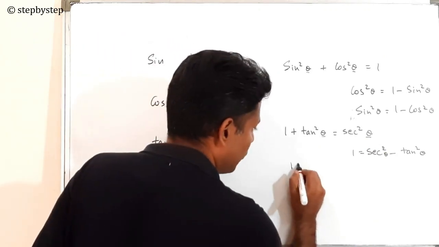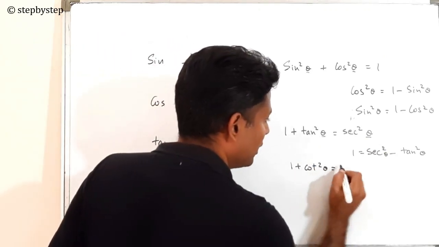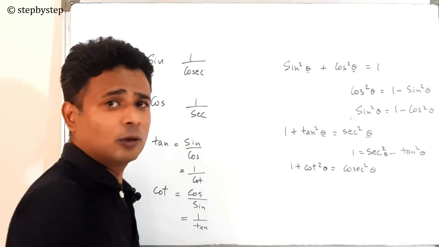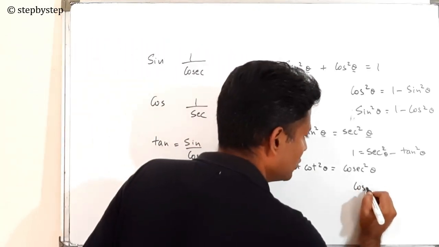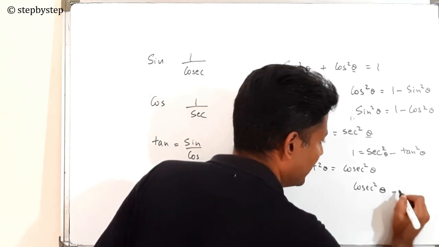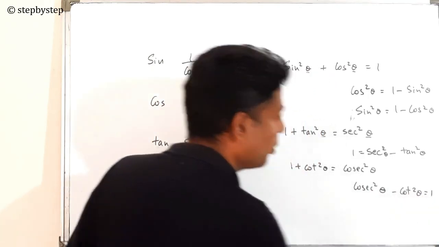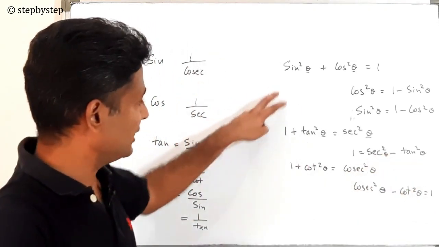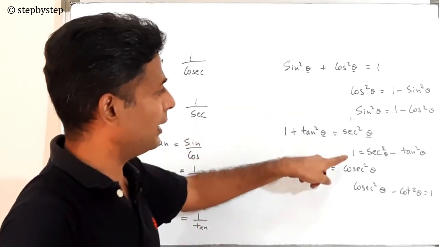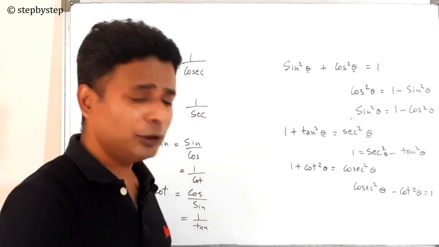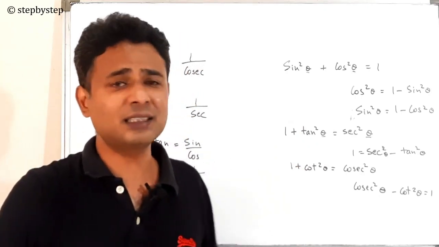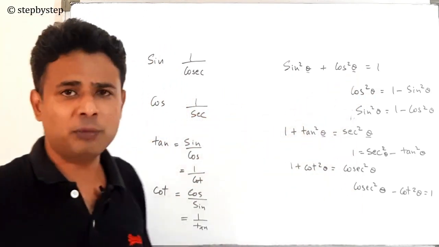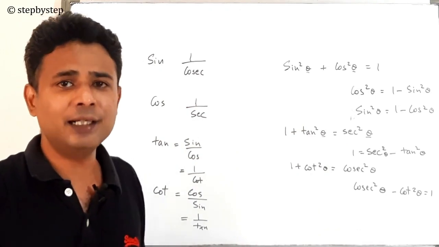And the last identity is 1 plus cot square theta equal to cosec square theta. So 1 plus cot square is cosec square theta, and it can also be written as cosec square theta minus cot square theta equal to 1. So cosec square minus cot square is 1, sec square minus tan square is 1. So these are the three main formulas, and from these formulas you can derive these formulas. So this you should know thoroughly. Make sure you learn this, try to remember these formulas every day, because this is what is going to be used for solving identities problems.